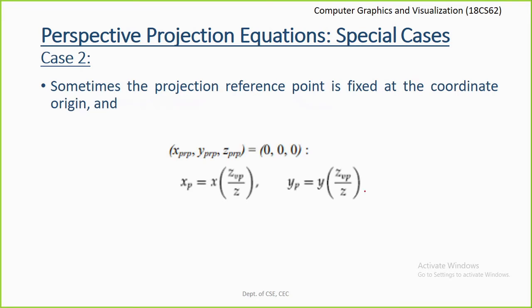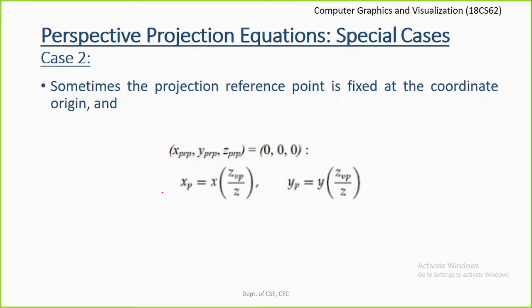As simple as that, right? So xp is given as x into zvp by z, and yp will be given as the product of the y coordinate of a given point into the z coordinate of the view plane divided by z. So this is the second case. What is the second case here?